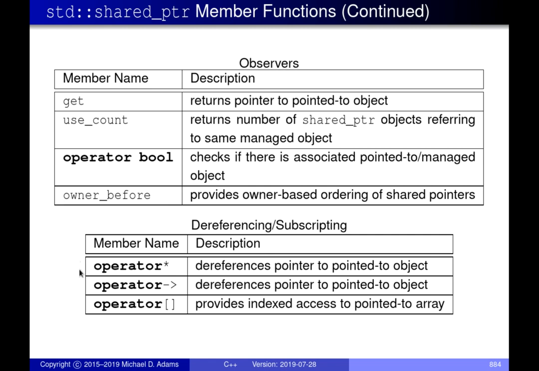And then we have a number of dereferencing and subscripting type operators. So we have operator star and operator arrow, and these both return references to the underlying pointed-to object that's associated with the shared pointer. So again, if you have a shared pointer and the element type is T, this is essentially going to give you a reference to T. And then lastly, there's the subscripting operator. In the case that the element type T for the shared pointer is an array type, the operator square brackets is provided, in other words, a subscripting operator. And this provides indexed access into the array that's pointed to by the shared pointer.